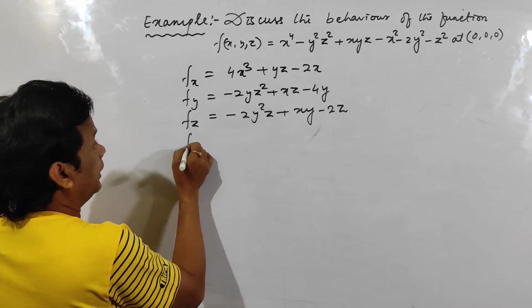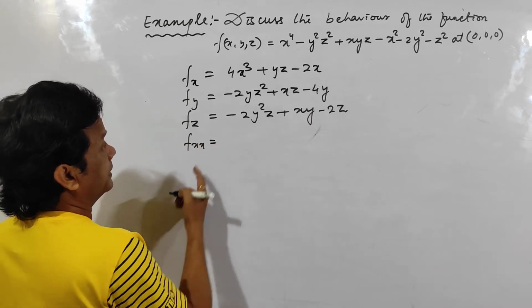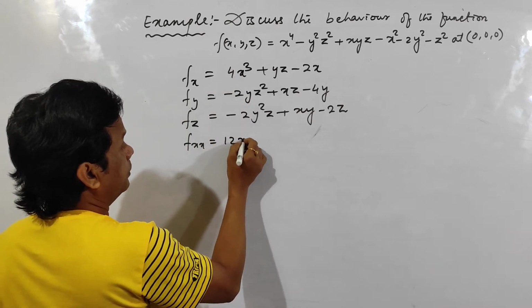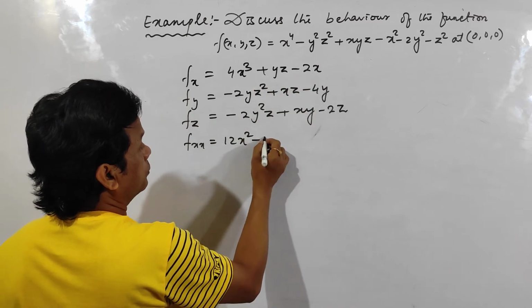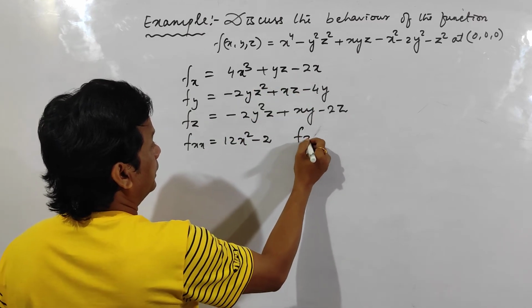Clear? Now fxx. So what is the value of fxx? This one is 12x square, this one is 0, this one is minus 2. fxy.